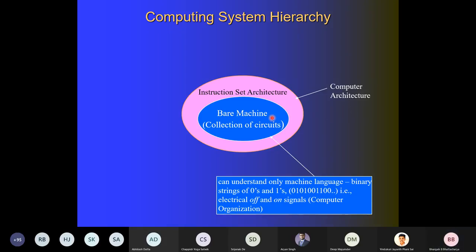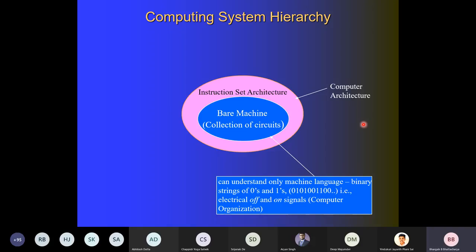Okay. And when you look into the bare machine, where you have several hardware components, how the components have been designed, how the internal components have been interconnected, that is the domain of computer organization. Okay, so let us move ahead.